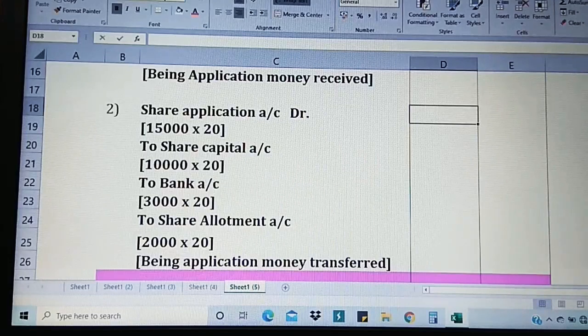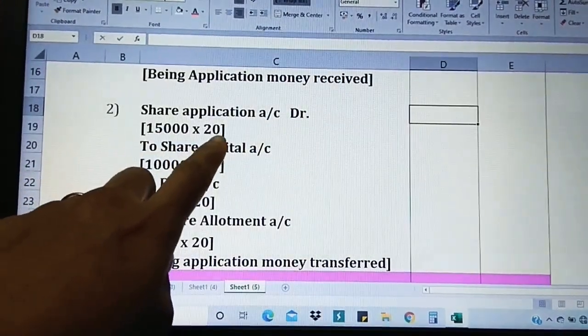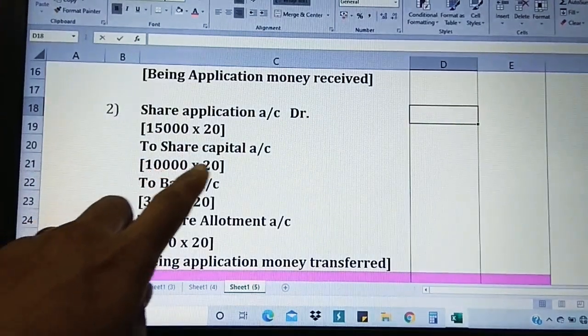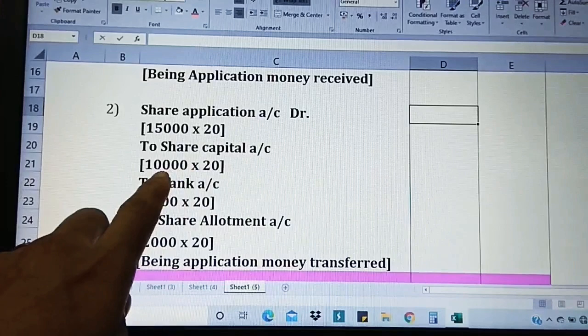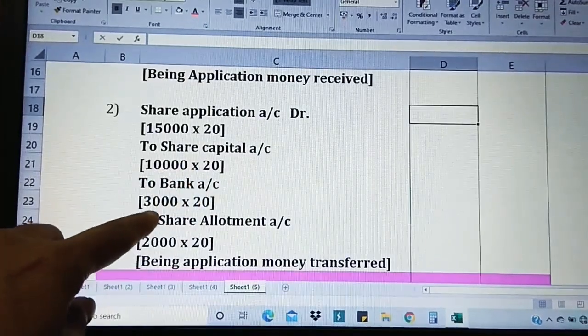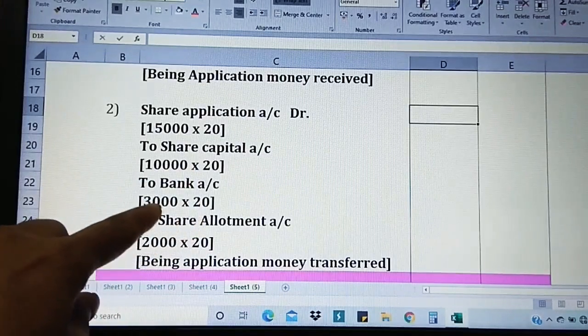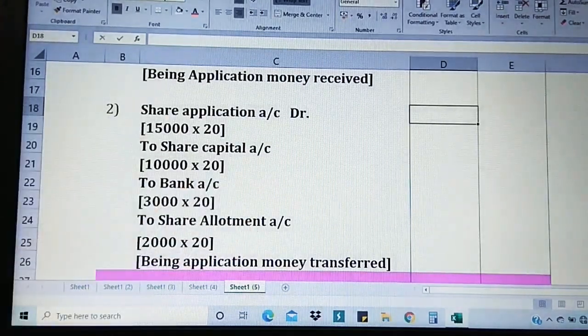Just observe, 15,000 is what was received as the application. What is actually to be transferred to share capital is the 10,000 that is permitted, into 20. What is refunded is 3,000, and the remaining is adjusted to share allotment.